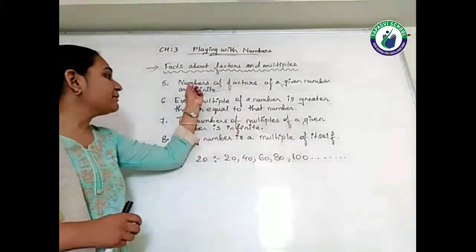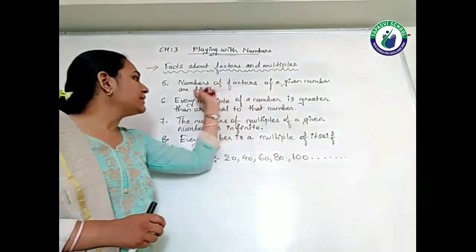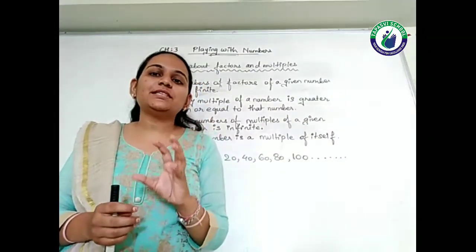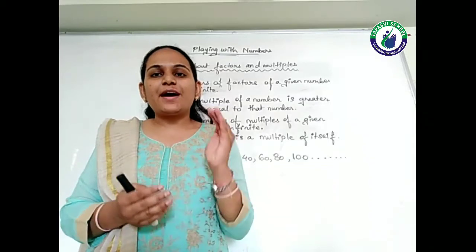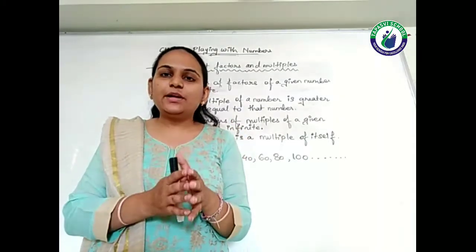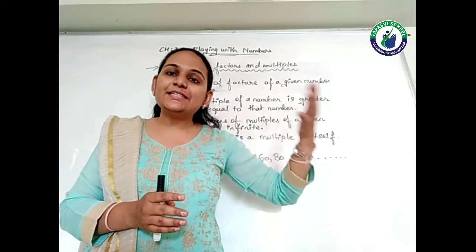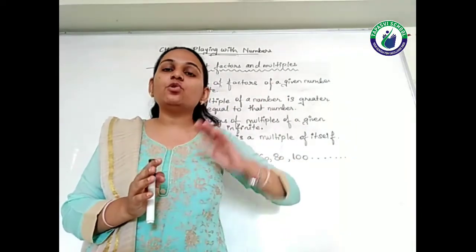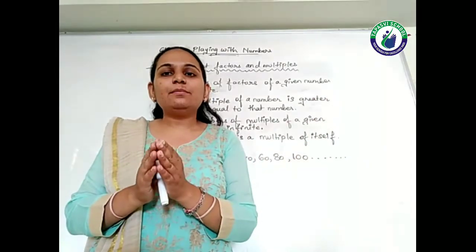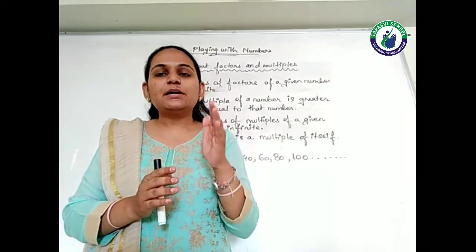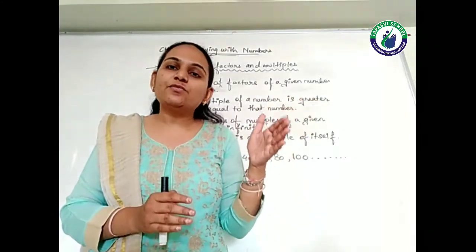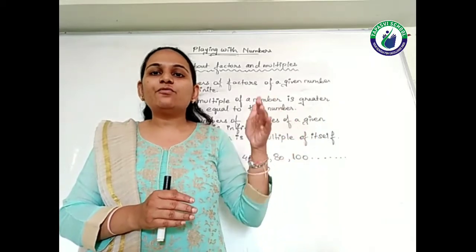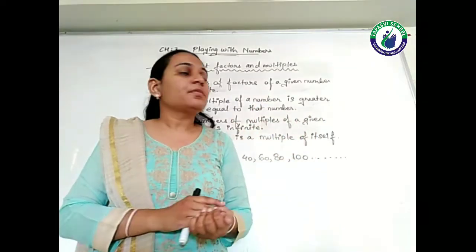That is, the number of factors of a given number is finite. What does this mean, students? For example, if I say 20, the factors of 20 end at 20 only. It cannot exceed 20. That means they are finite. They never go infinite. So that limits up to 20 only. For example, if I say 24, the last factor of 24 will be 24. Similarly, 100, the last factor will be 100. So they are finite, which we can count.